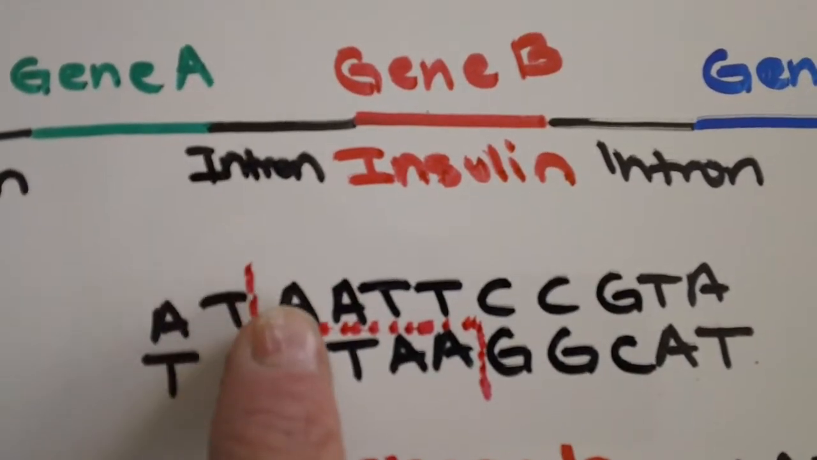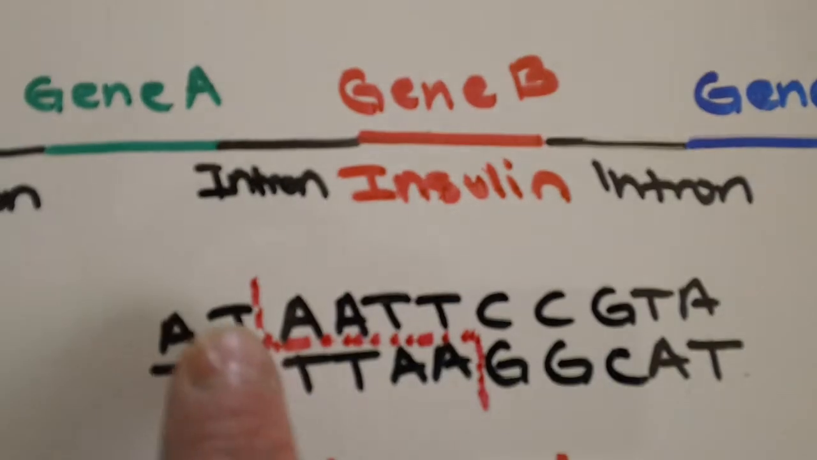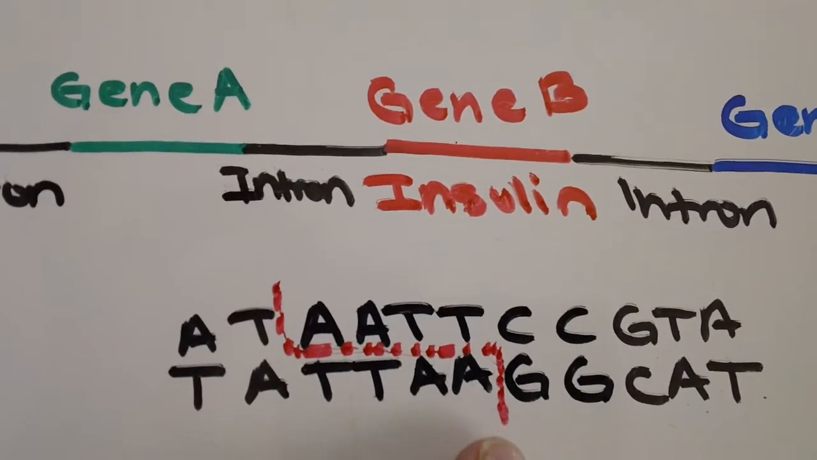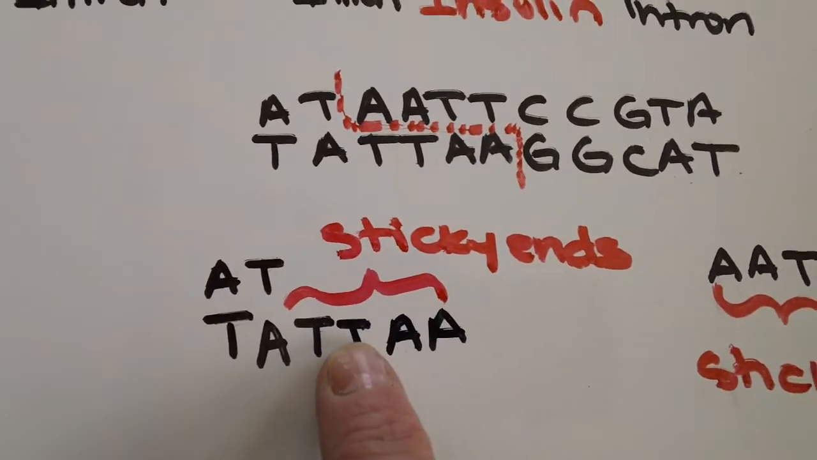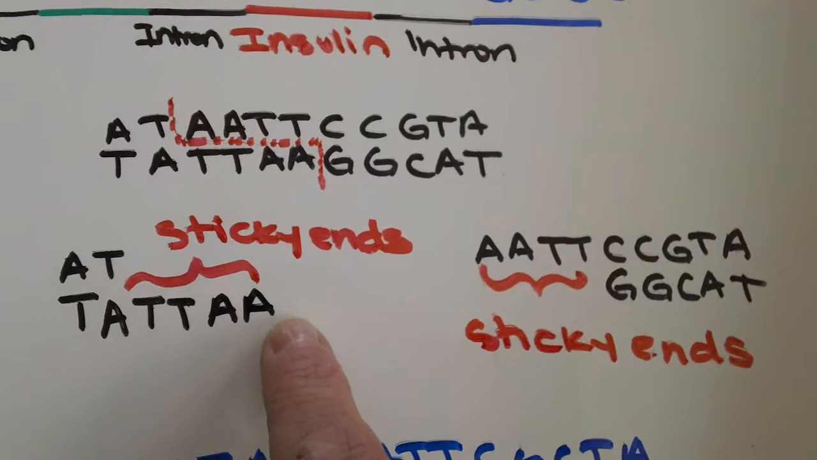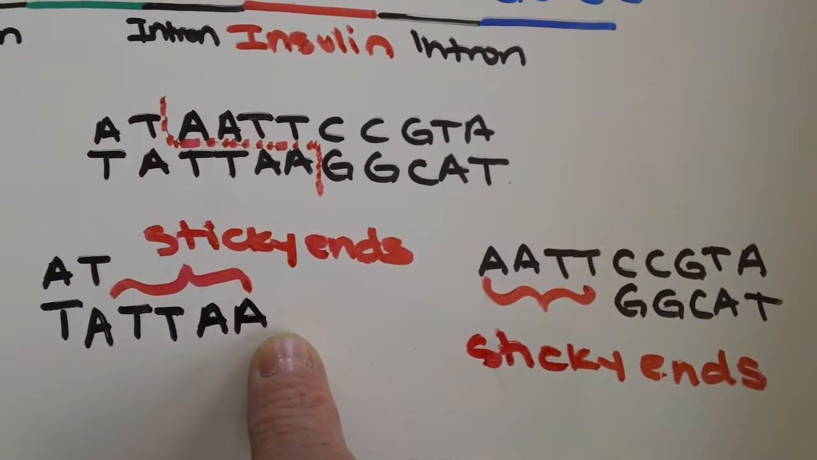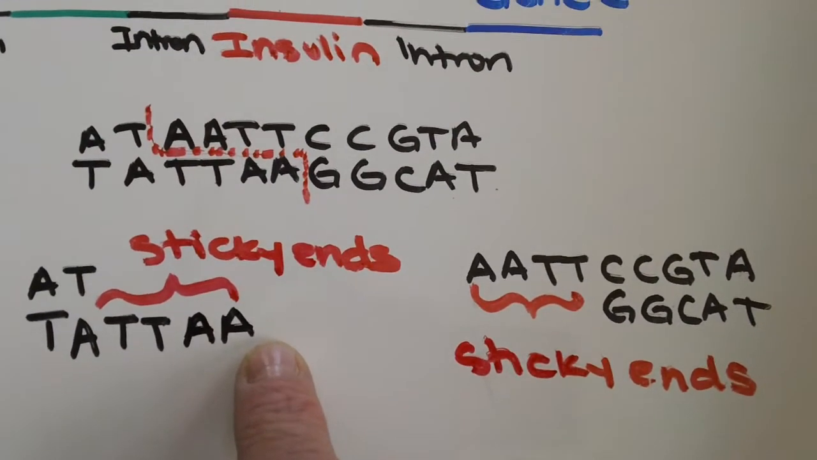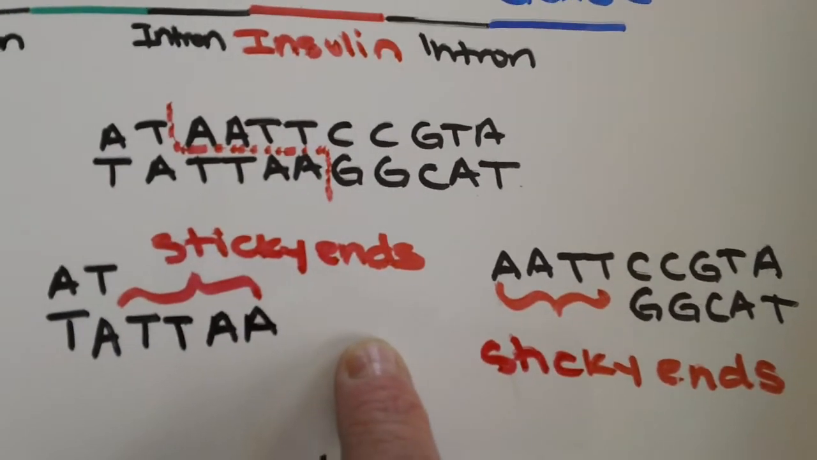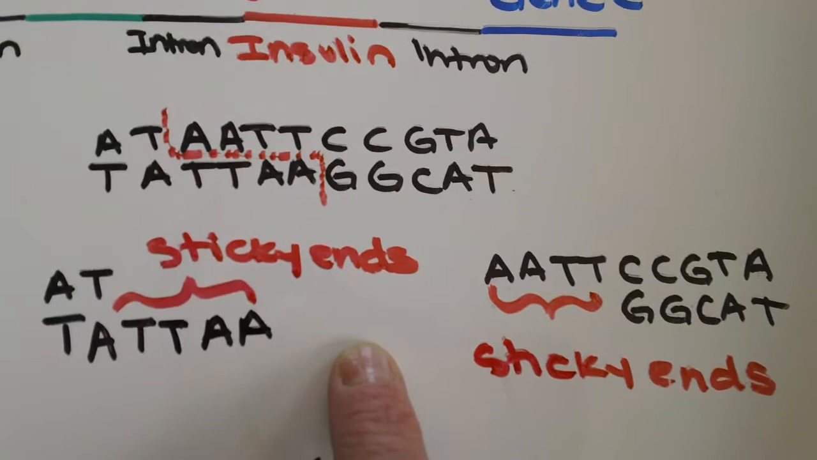If you also notice, this says AATT from the opposite direction, so it's going to make a cut, and it kind of makes a zigzag cut, forming these things called sticky ends. Now these TTAA don't like being by themselves. They like to be with their complementary pair. Now this is going to come into play when we talk about creating the recombinant DNA.